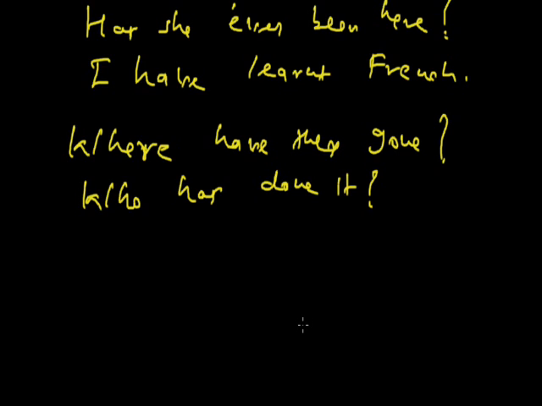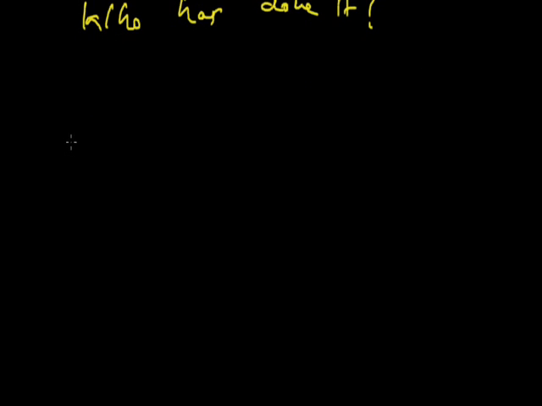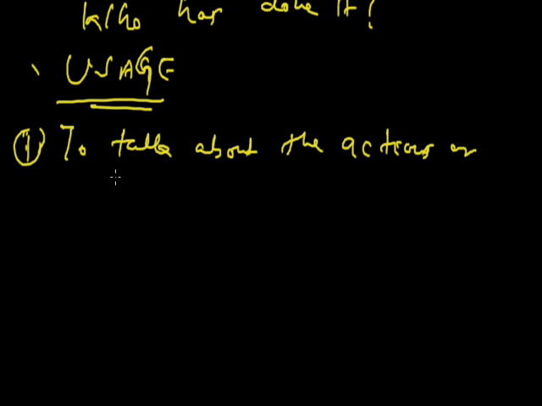Now let's do the uses of present perfect tense. Where is it used? The usage. The first use is when you talk about something that took place in the recent past. To talk about the events of the recent past. To talk about the actions or events, sorry, that took place in the recent past.